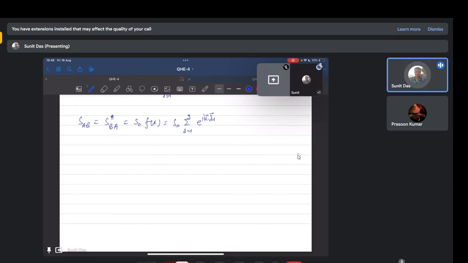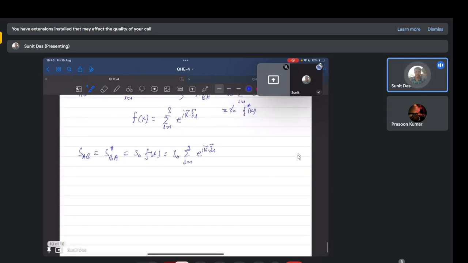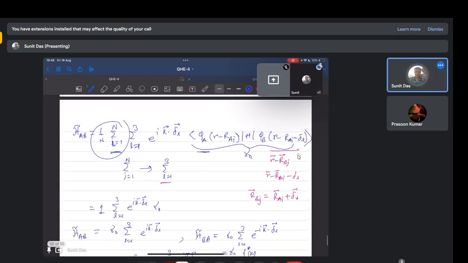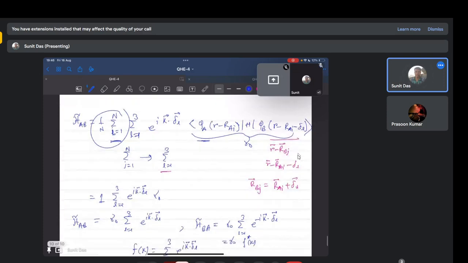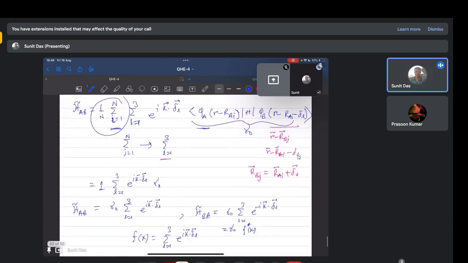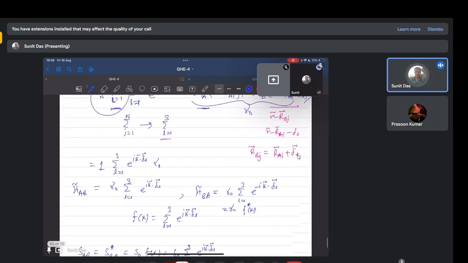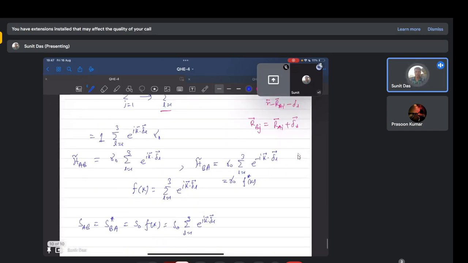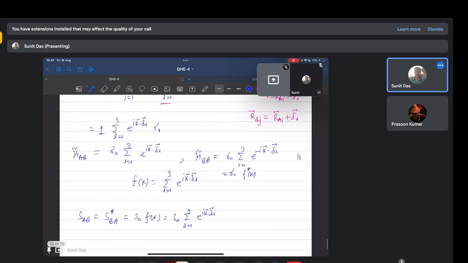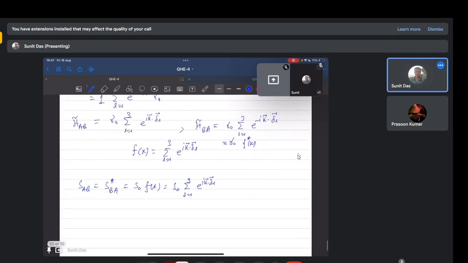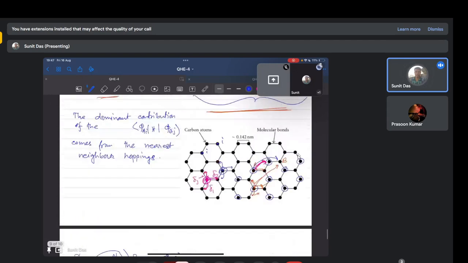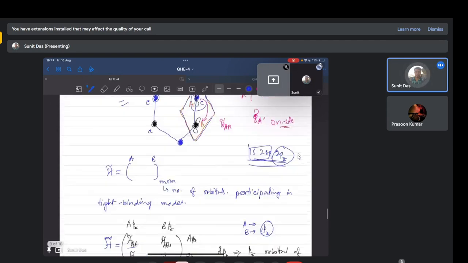SAB means the overlap between the atomic orbital at A type of atom and B type of atom. Again we are considering the nearest neighbor atom. The only difference is that this we are calling S0, let's say. So let me go back to the S, and things will be clear.